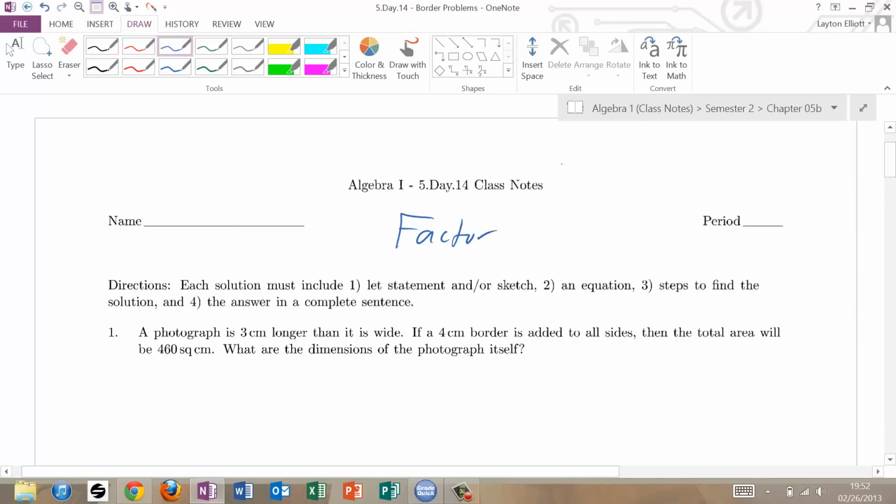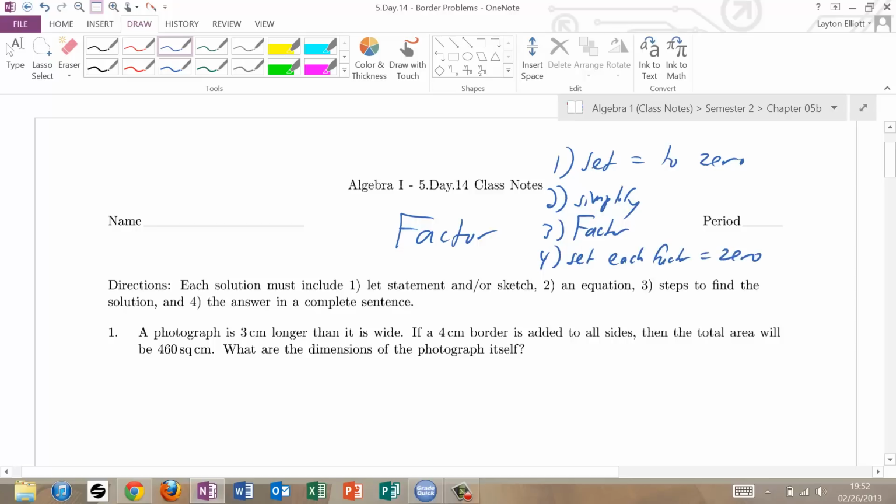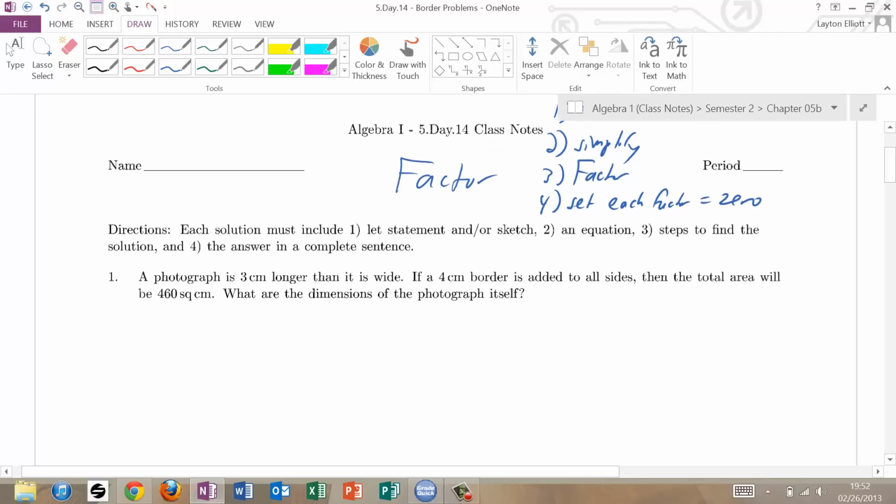Remember that the steps for factoring are first, set equal to 0. Then second, simplify each side. I'll put that as a little separate step. Simplify. Then 3 is to factor. And then 4 would be to set each factor equal to 0. So, anyway, these word problems are going to be a little bit more complicated than the ones we did before.